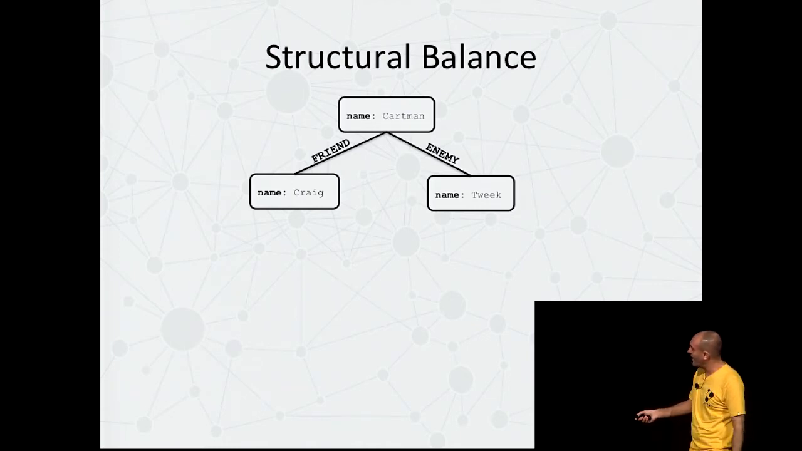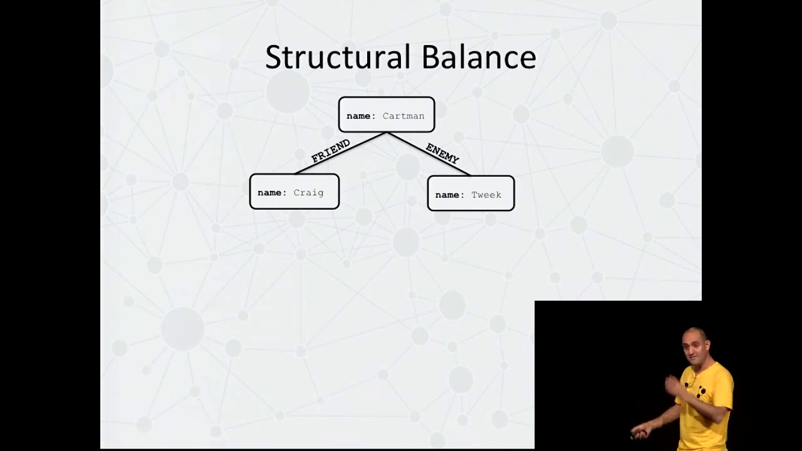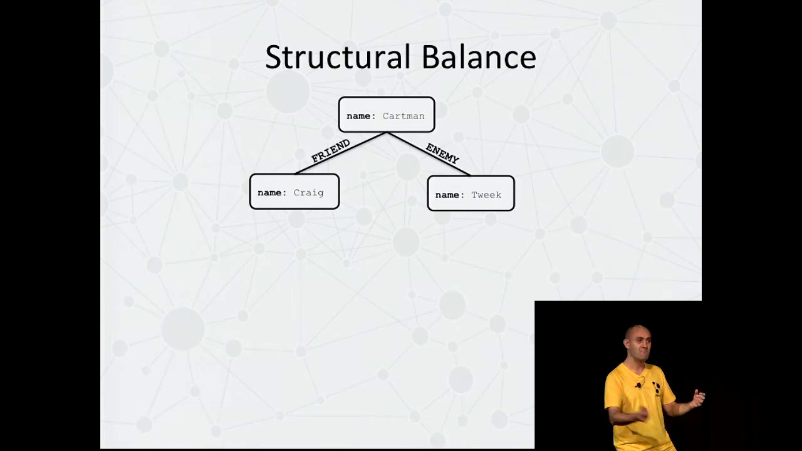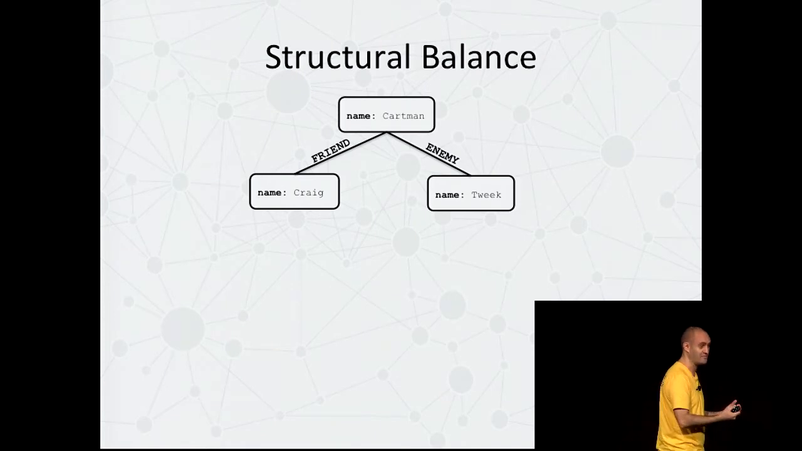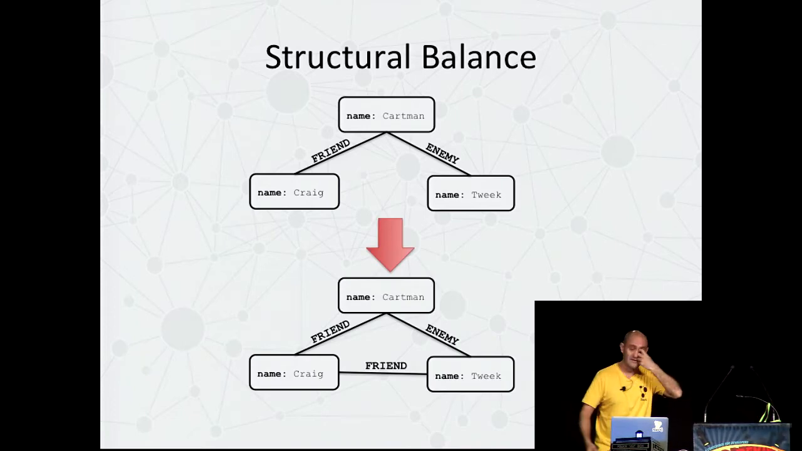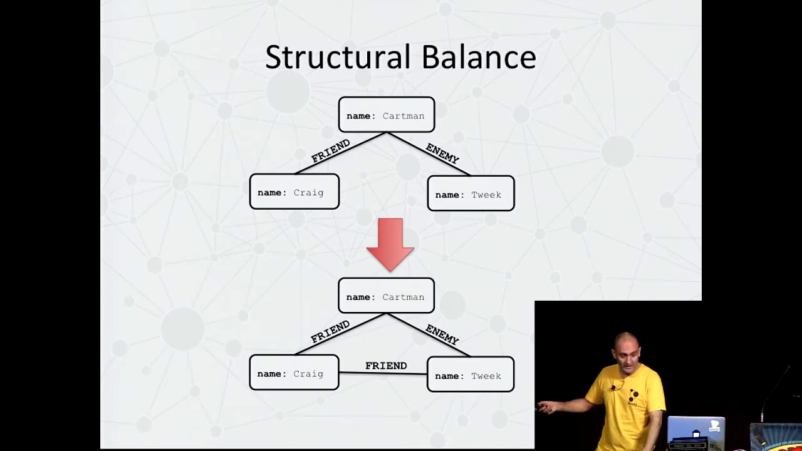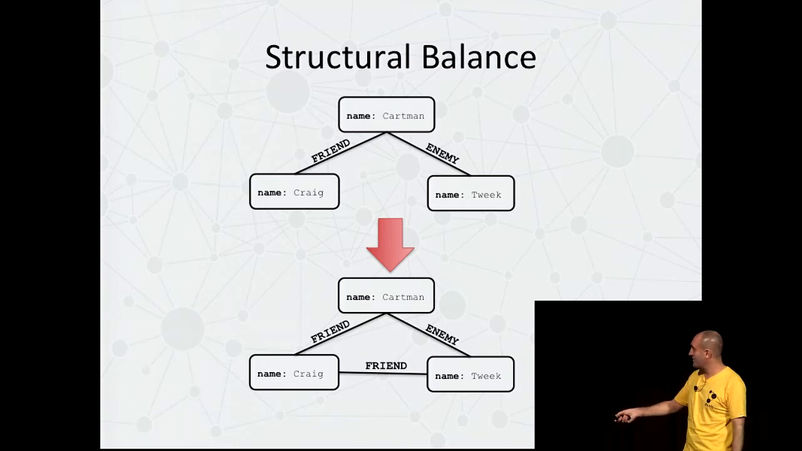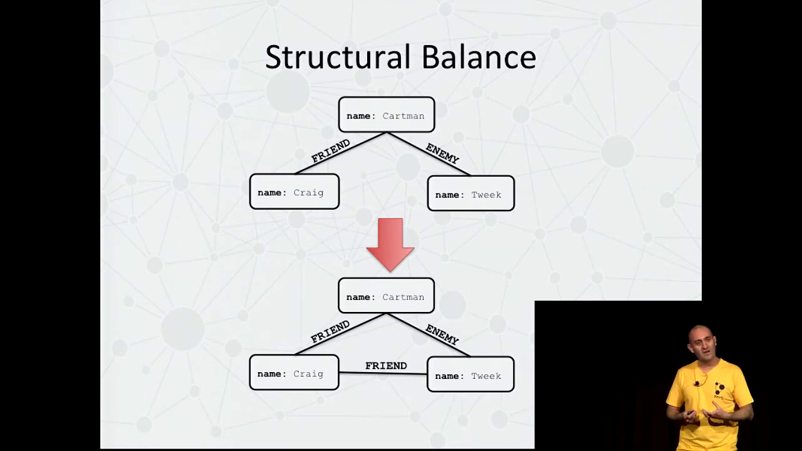And he's friends with this guy Craig, and he's an enemy of this guy Tweak. In fact, there's a whole episode where Cartman does nothing other than try and mix it up between Craig and Tweak so they'll end up in a scrap. So we could try and close this triangle as well, and we could do this. We could say that Cartman is a friend of Craig, Craig is a friend of Tweak, and Cartman is an enemy of Tweak. But this feels a bit awkward, right?